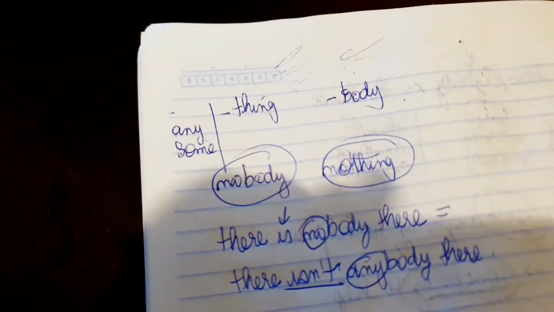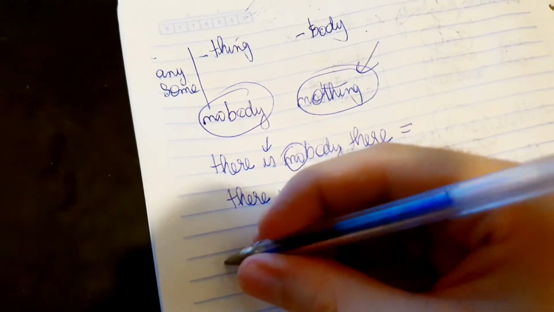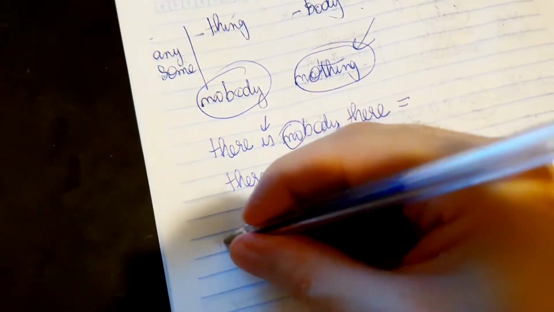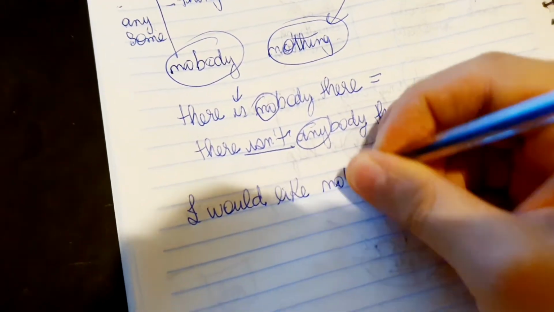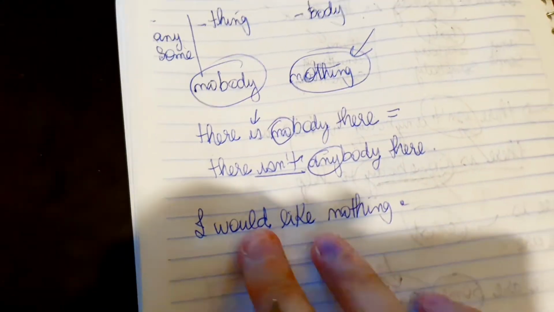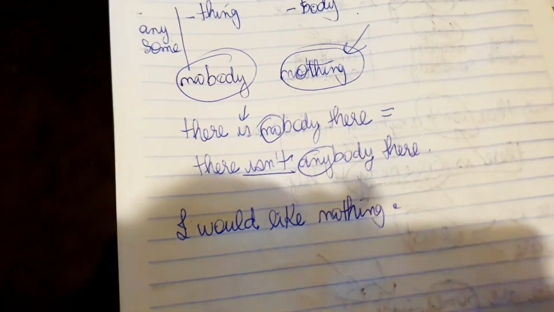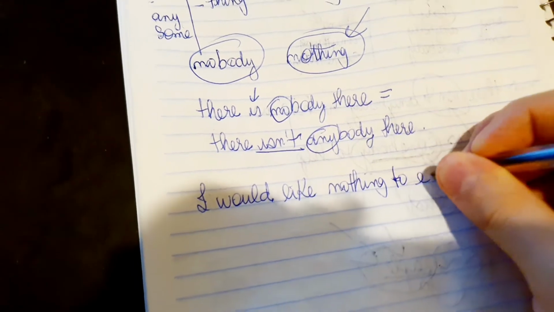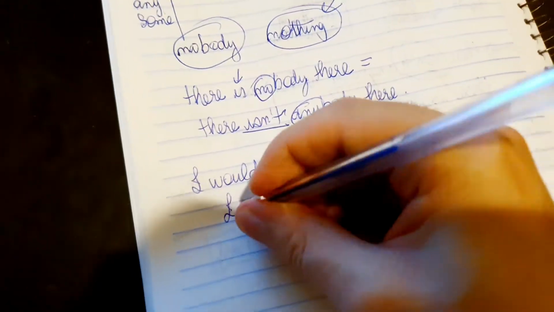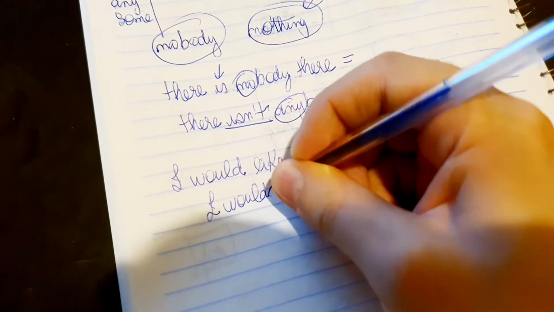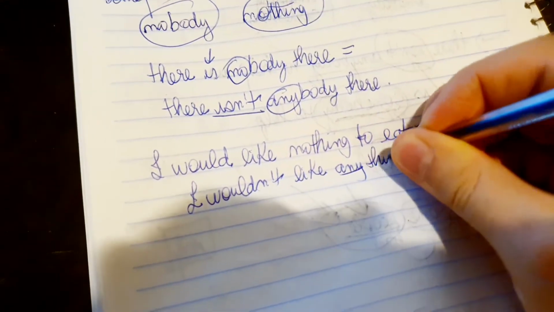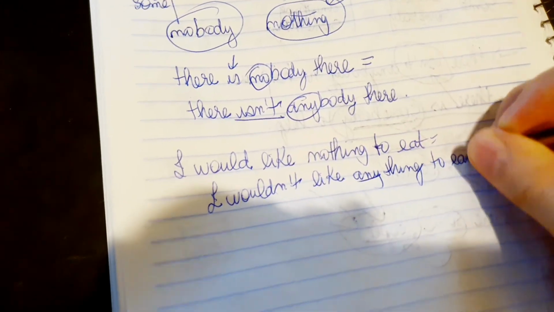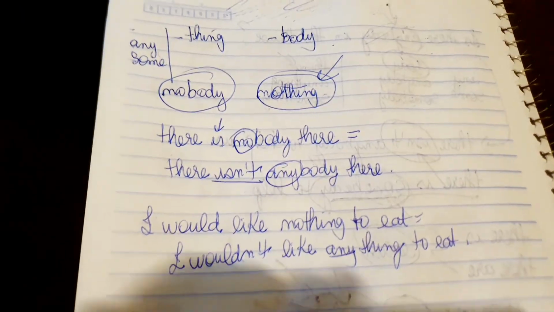The same goes with nothing. Let's see just one more example. I would like nothing. I know it's weird saying this, but it's possible. I would like nothing to eat. It's the same as saying that I wouldn't like anything to eat. Okay? So that's it, people.